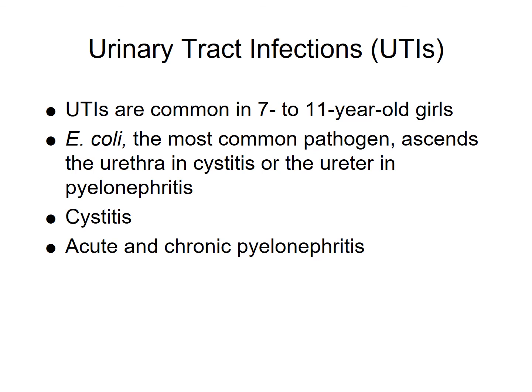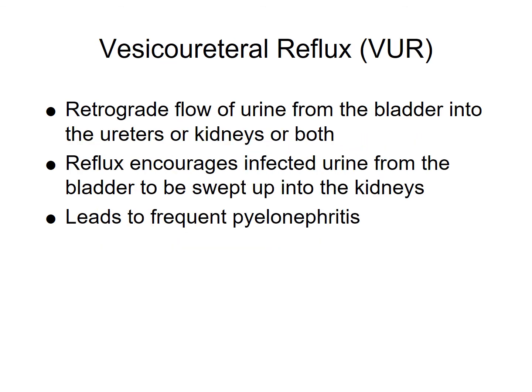E. coli is the most common pathogen, and the cystitis is acute and chronic. This is the one thing we need to rule out in children: retrograde flow of urine from the bladder to the ureters or kidneys or both. This can lead to frequent pyelonephritis. So these little kids are going to be referred to a pediatric urologist that will do a voiding cystogram to see if there's any reflux occurring, and then they will be on preventative antibiotics for a little while. This is one of those things that typically stops as they grow.